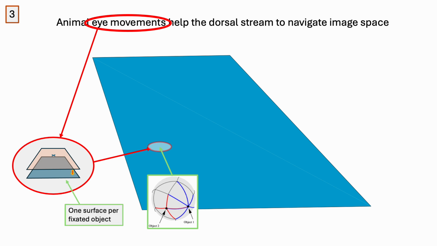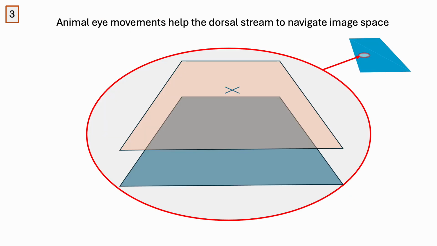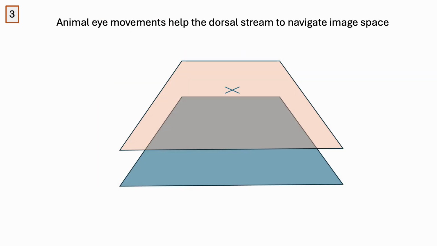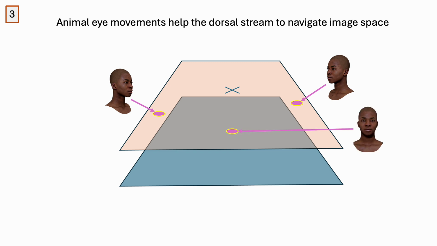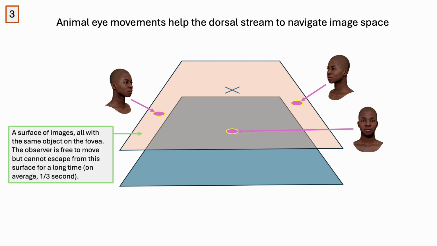Whereas I want to open that out and have individual surfaces for individual fixated objects. So that's this little patch, and these surfaces relate to what happens to the image when the observer looks at different objects. So the top pink one, they're looking at this face from different locations, but always fixating on the same face. So a surface of images, all with the same object on the fovea.